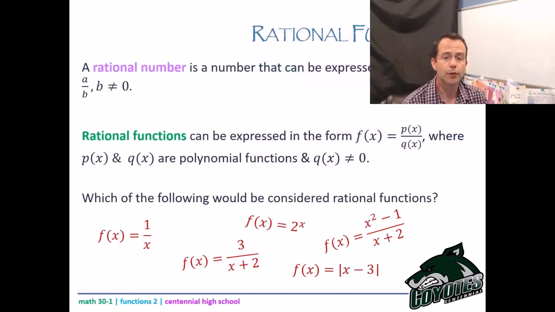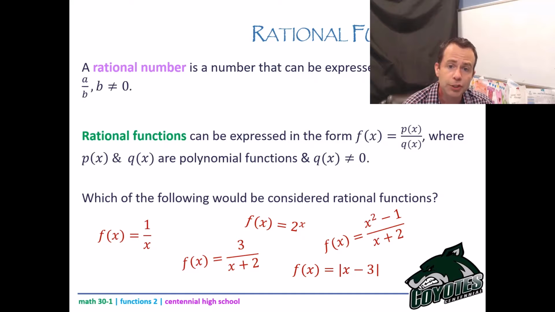So first of all, a quick little definition for you. A rational number is a number that can be expressed in the form a over b, where b can't equal 0. So essentially, it's anything that can be written as a fraction, okay? And you know that way back from maybe grade 9 or grade 10, right? And if we can write it as a fraction, it's called a rational number.